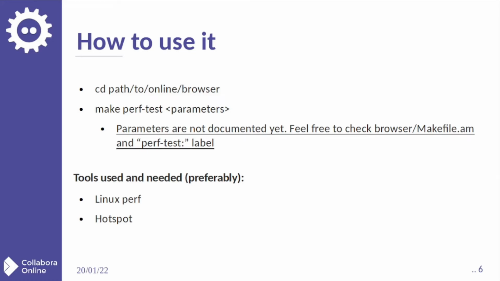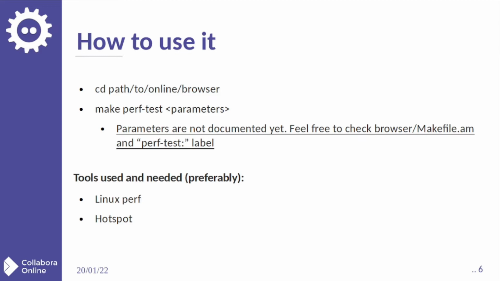The tool runs on the terminal. You just cd into the online directory / browser and type make perf test. It is enough to start the session with the predetermined parameters. Of course, you can change them however you like, but unfortunately, they are not documented just yet. But you can easily check them inside the makefile.